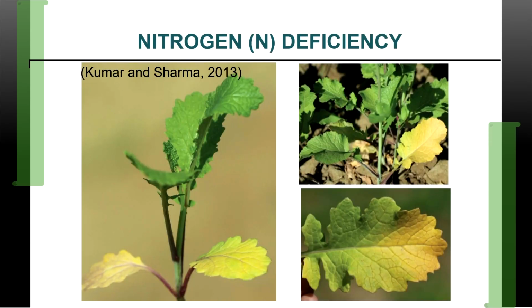Now we will discuss one by one the deficiency symptoms, starting with nitrogen. For example, here you are seeing the deficiency symptom of nitrogen, which normally comes on the older leaves. You can see the yellowing of the older leaves. You can see here also this leaf is getting yellow, and this is an older leaf.